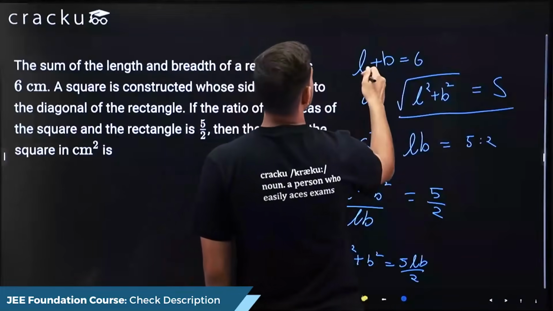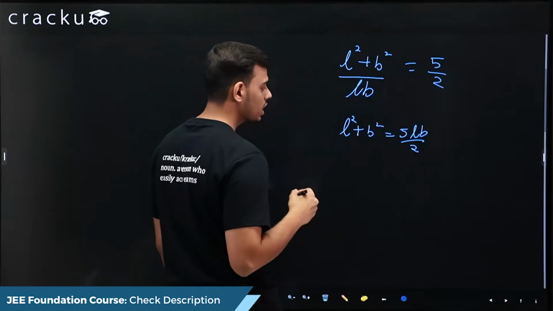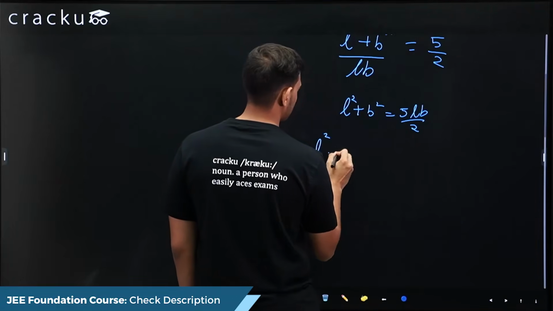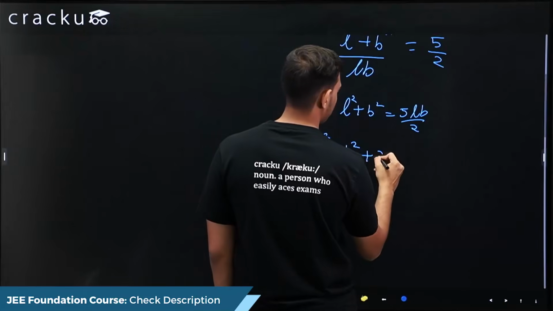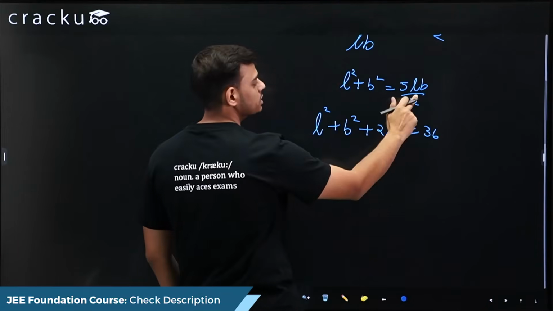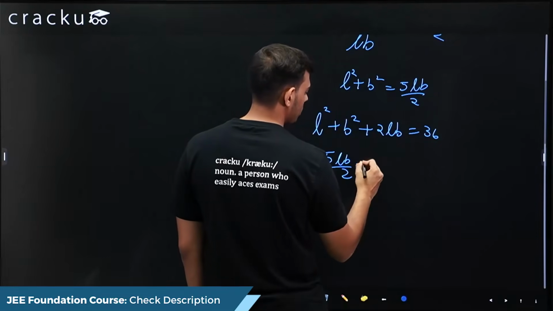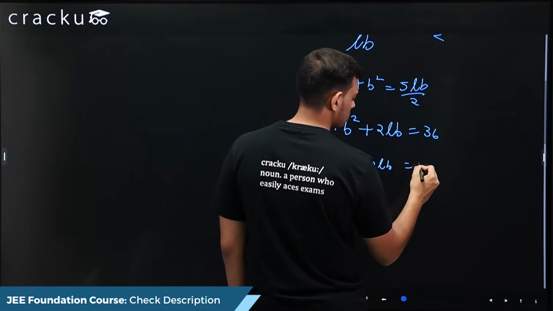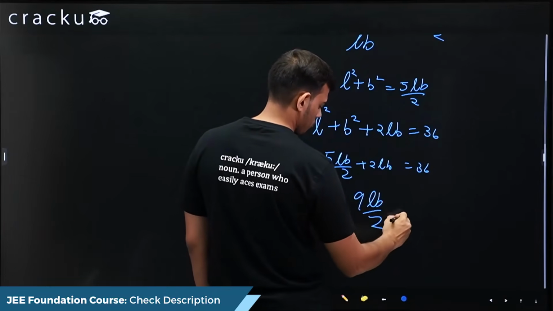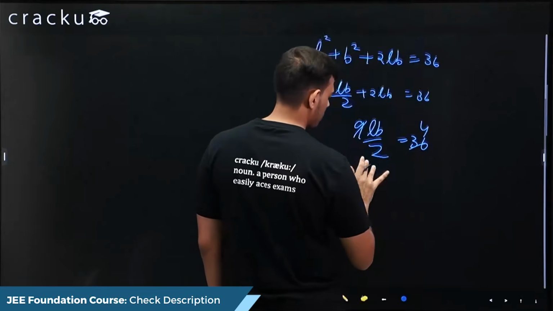I'm also given L plus B. If I square on both sides, I'll get L square plus B square and I'll get LB also. Square of L plus B is L square plus B square plus 2LB equals 6 square, 36. L square plus B square is 5LB by 2, plus 2LB equals 36. This is 9LB by 2. 9 times 4, LB equals 8.